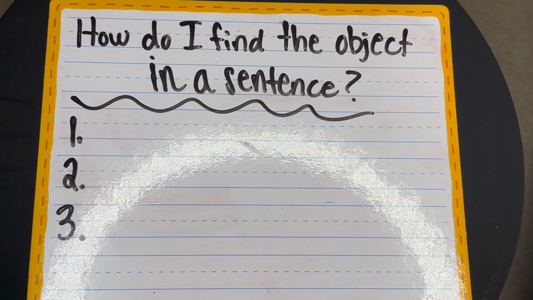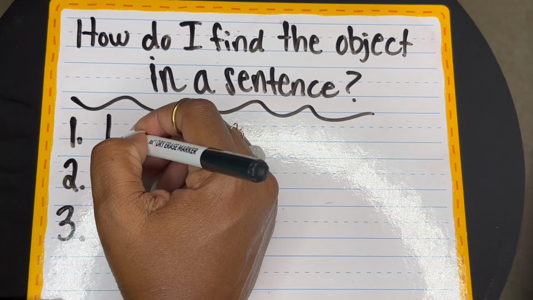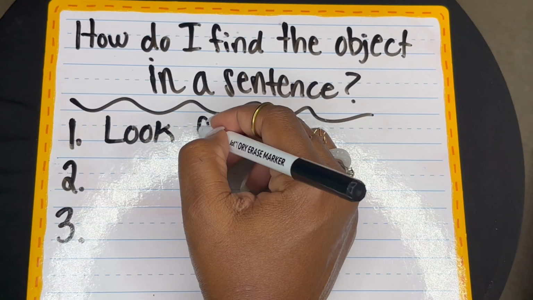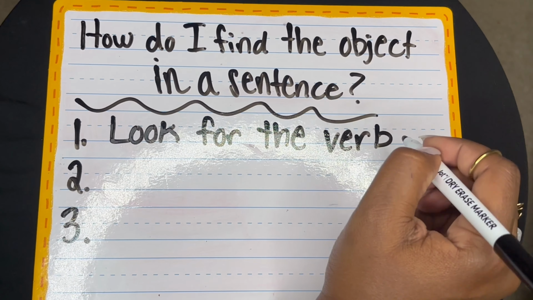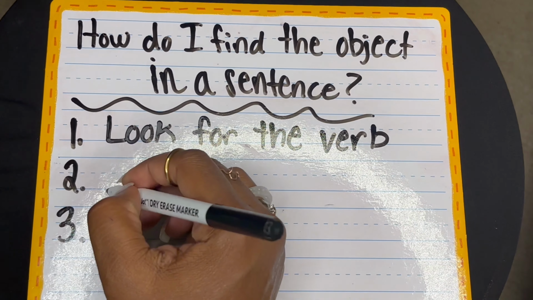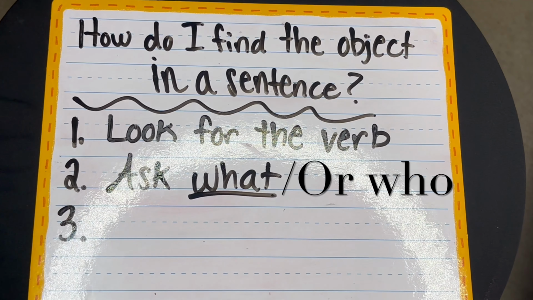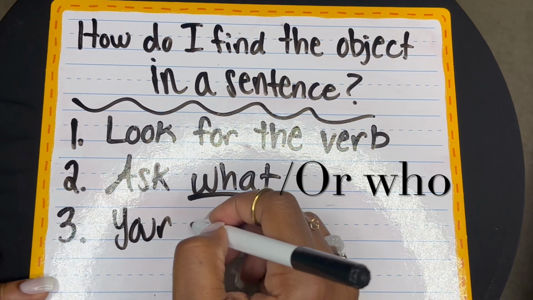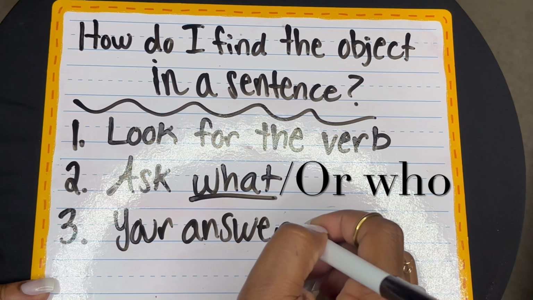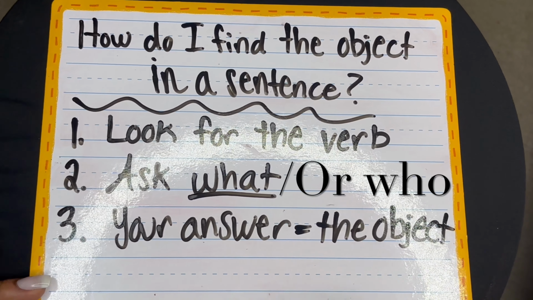Okay, so if you're looking for the object, how do we find it? How do I find the object in a sentence? The first thing you're going to do is look for the verb. So whatever the verb is of that sentence, we're going to look for that. That's the action word, okay? Number two, you're going to ask what receives the action of the verb. And then your answer to that question is going to be the object, okay? The answer is the object.